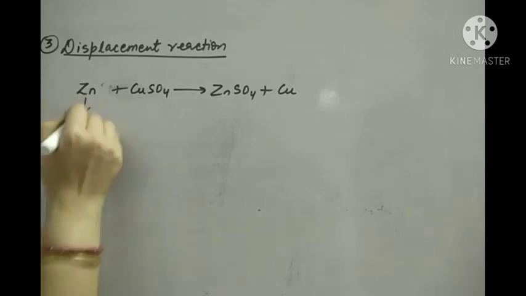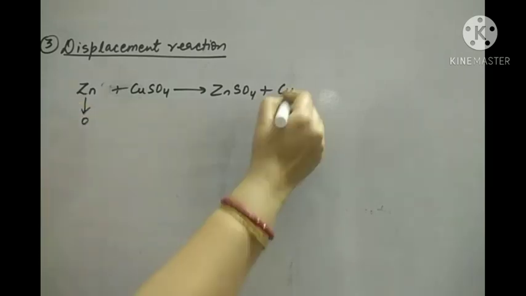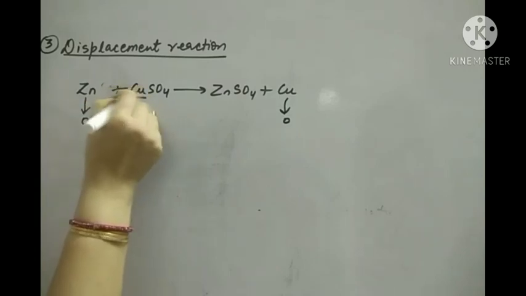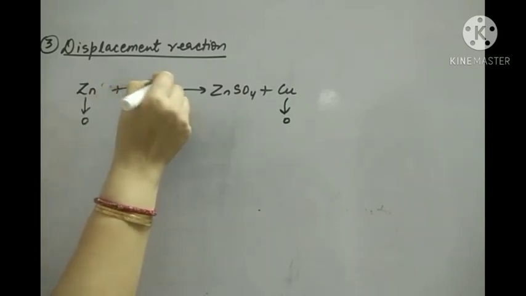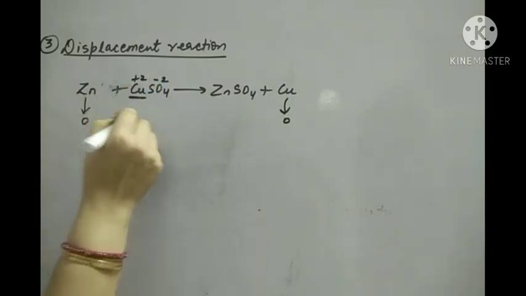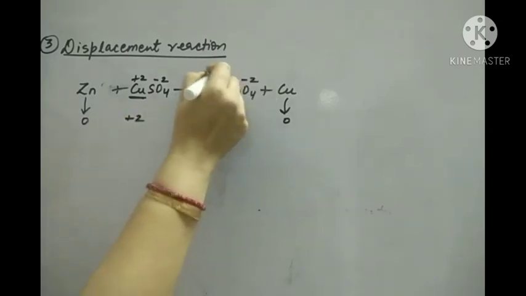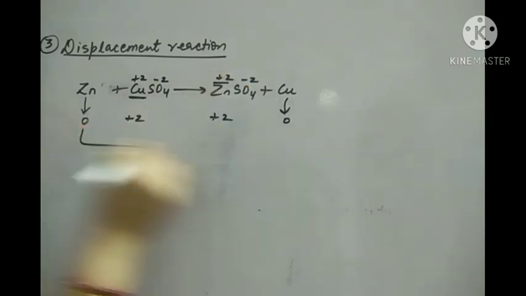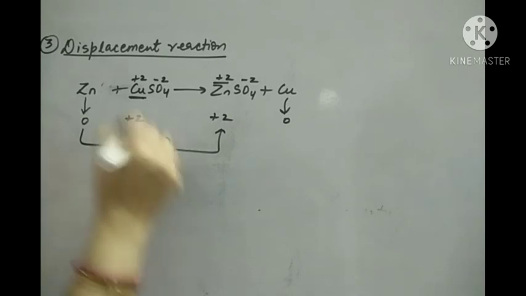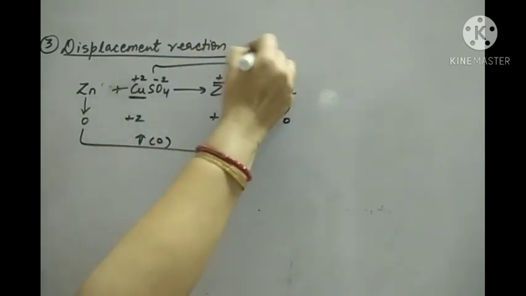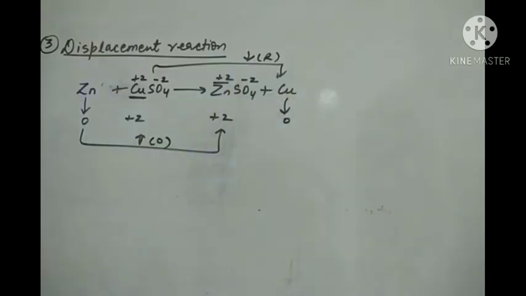Now what is the oxidation state of zinc here? 0. Here copper 0. Now here we will find out that of zinc. Now we know that sulfate has -2 charge. So copper is +2. Here sulfate has -2, so zinc is +2. Now 0 to +2 increasing, it is oxidation, and +2 to 0 it is decreasing, it is reduction. So displacement reactions also involve redox change in them.